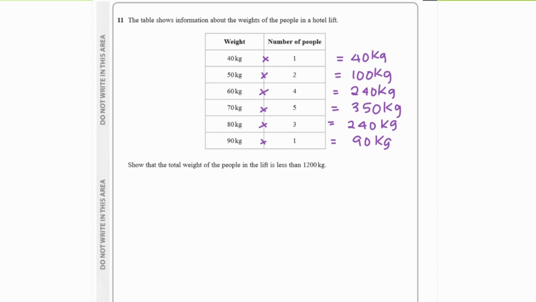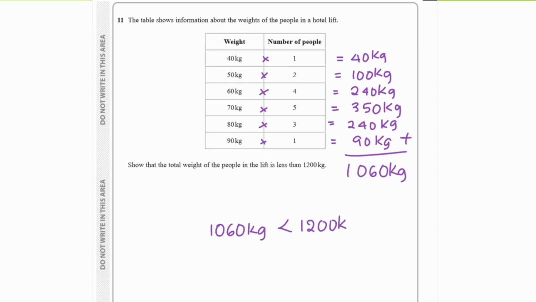To find the total weight, we can then add all of these values, and if we work that out on the calculator, this will give us a total of 1060 kilograms. The question is asking us to show that the weight is less than 1200 kilograms. We can therefore say that 1060 kilograms is less than 1200 kilograms.